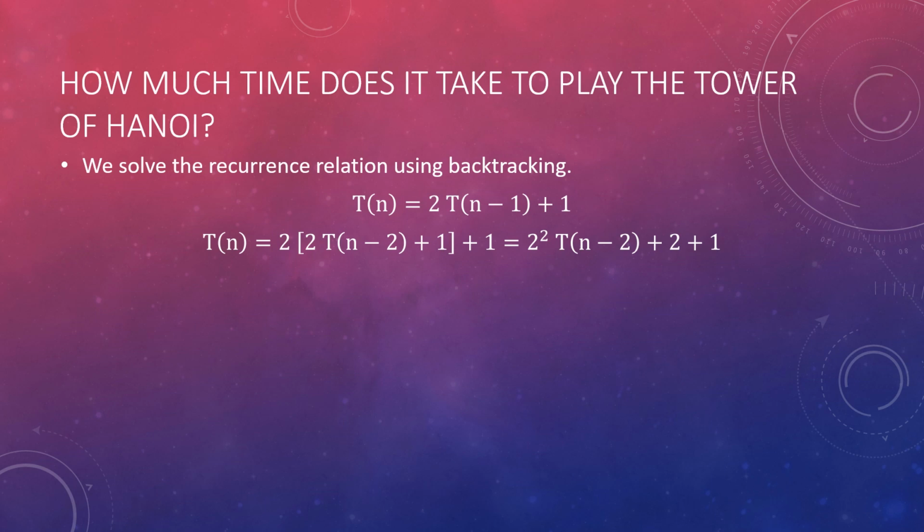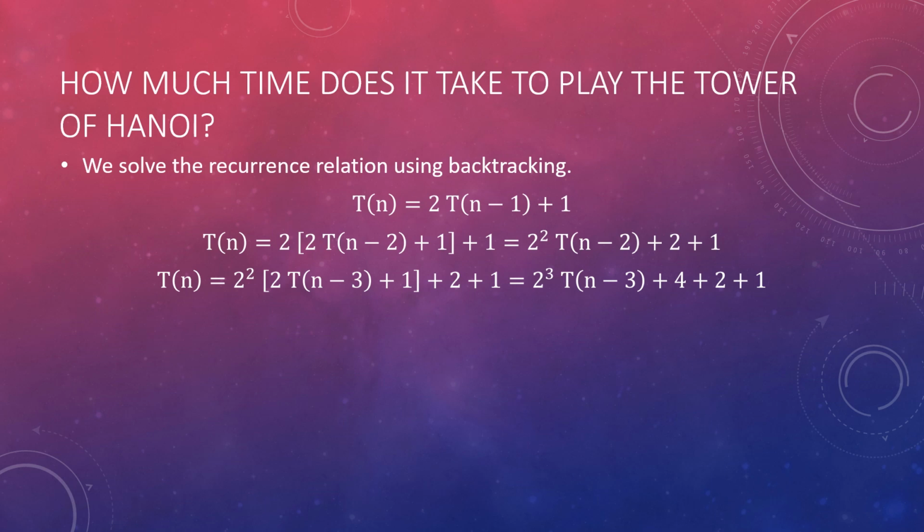Again concentrate on Tn minus 2. I substitute it with its recursive definition. Tn minus 2 can be written as 2Tn minus 3 plus 1, and Tn becomes 2 raised to the power 3 Tn minus 3 plus 4 plus 2 plus 1. Look at the first equation. Tn is 2 to the power 1 Tn minus 1 plus 2 to the power 0. The power of 2 in the second term is 1 less than the power of 2 in the first term.